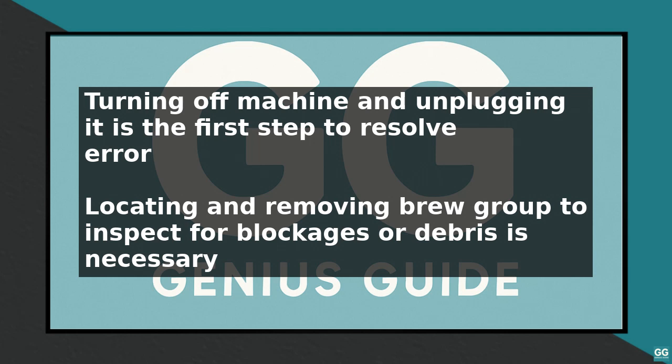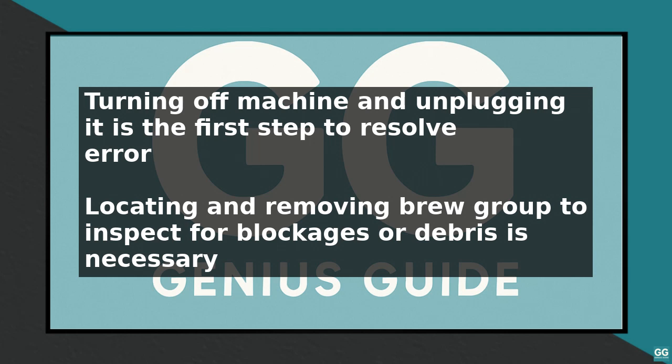Next, locate the brew group and remove it from the machine. Inspect the brew group for any blockages or debris that may be causing the issue. Clean the brew group thoroughly with a soft brush and warm water. Once the brew group is clean, reinsert it into the machine and plug it back in.